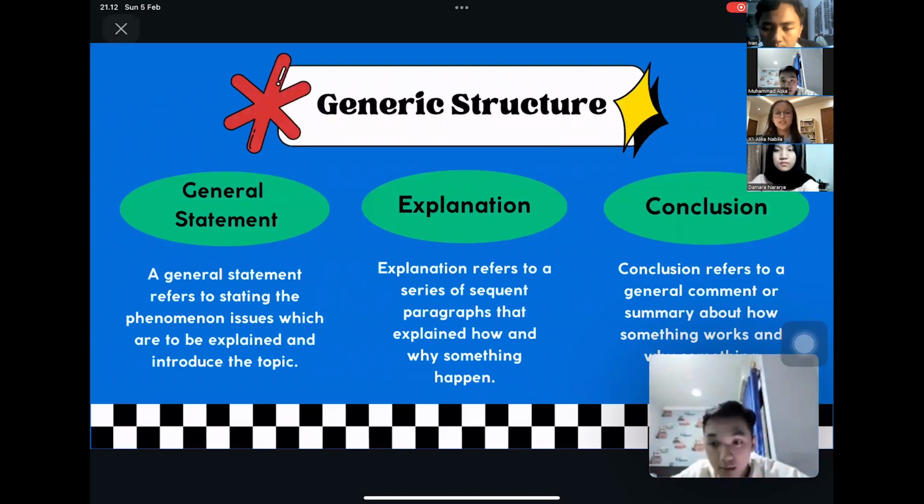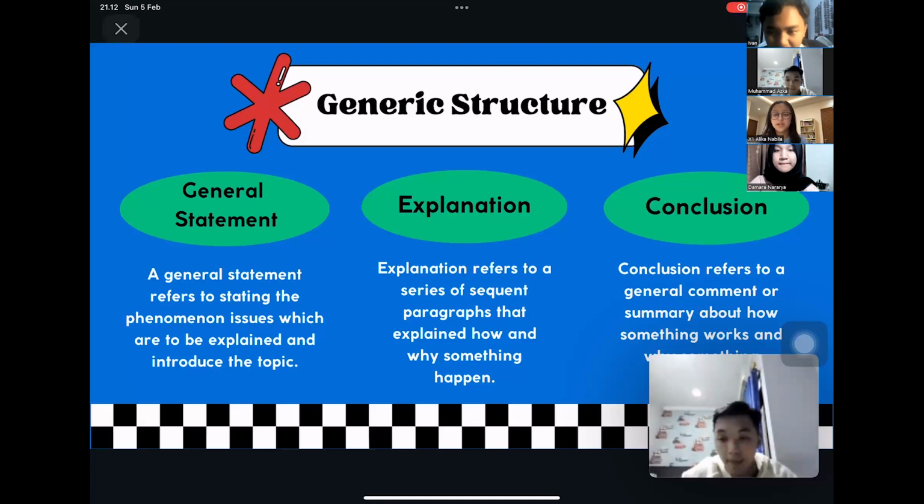So there are three generic structures of explanation text. The first one is the general statement. A general statement refers to stating the phenomena or issues which are to be explained and introducing the topic. It gives the audience a brief introduction to the events or things and an understanding of the type of text that is to follow. The second one is explanation.